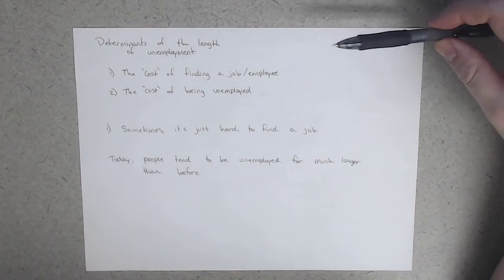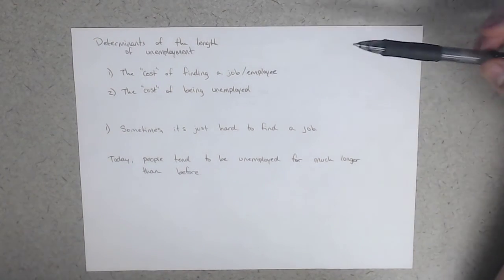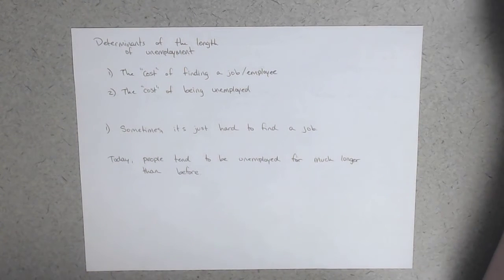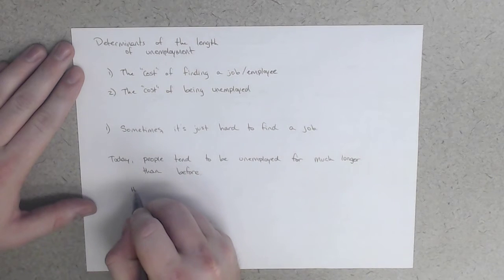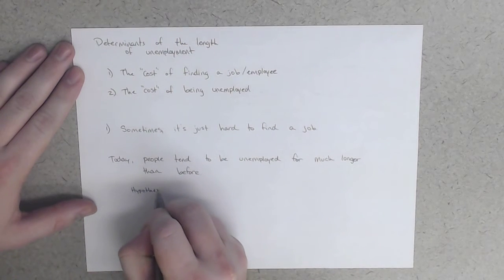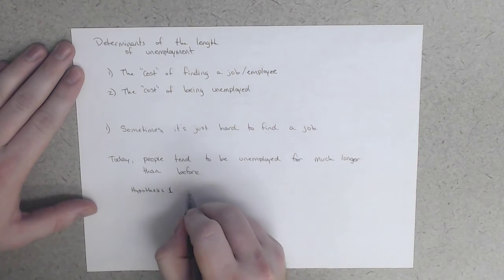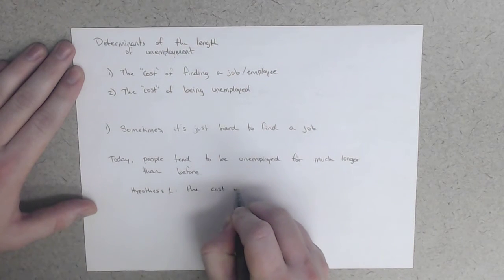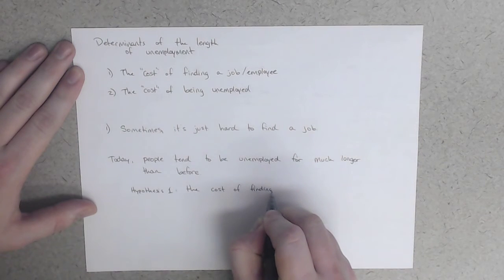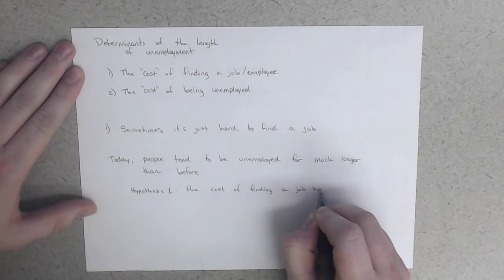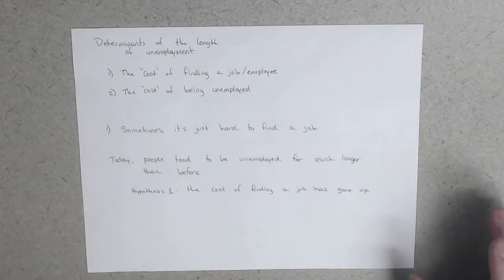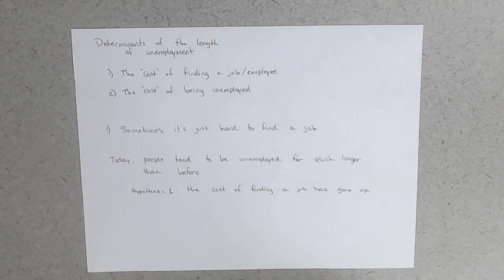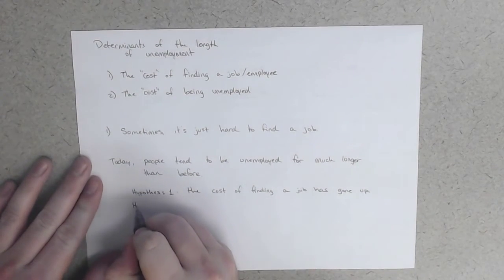We can explain it in one way as saying the cost of finding a job or an employee has risen, meaning that it's harder for people to find a job, or it's harder to find someone to fill a position. So we could say, hypothesis one: the cost of finding a job has gone up. Okay, so it's just more costly to find a job. That's one hypothesis.